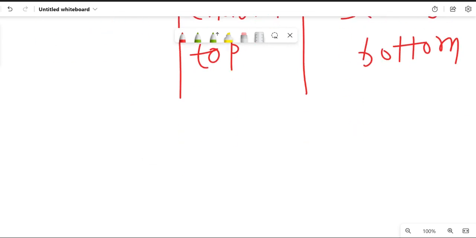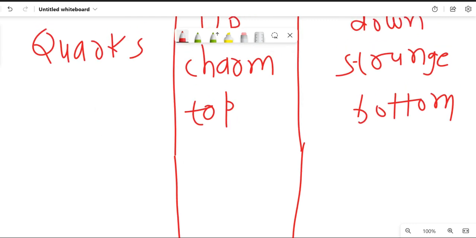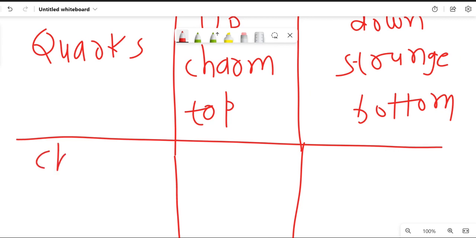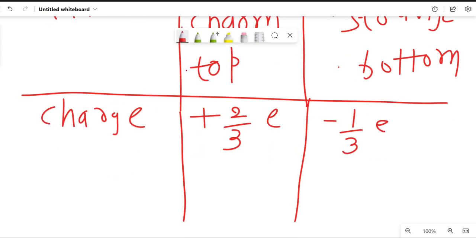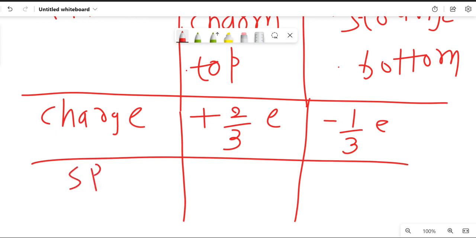Now I will write charge and spin here. Please remember all quarks are fermions, so the spin will be 1 by 2. Here I write the charge. The quarks I write on the left side, that is up, charm and top, have charge plus 2 by 3 e, and the quarks on the right side, down, strange and bottom, have charge minus 1 by 3 e. And since all quarks are fermions, the spin is always 1 by 2.